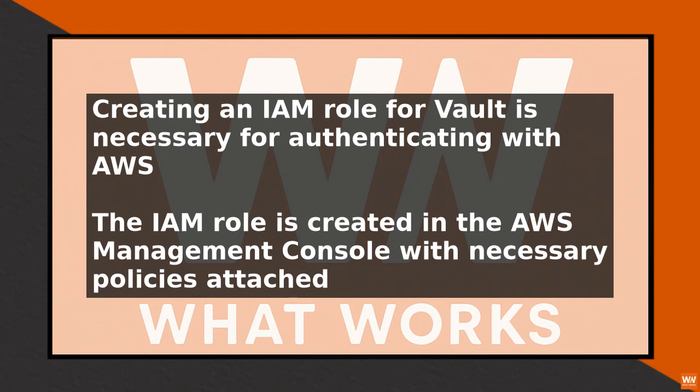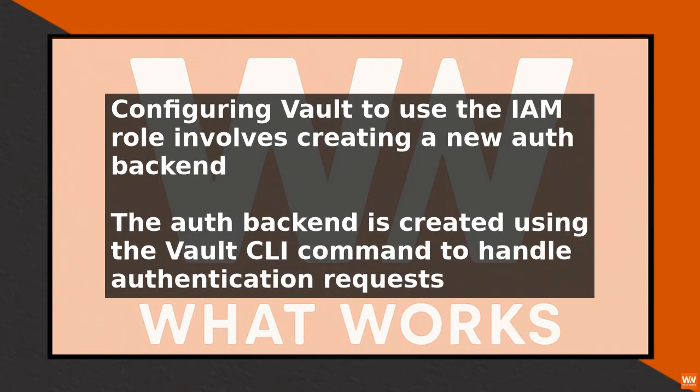After configuring the Auth backend, you need to configure the AWS Auth method. This involves specifying the IAM role that Vault will use to authenticate with AWS. You can do this by using the Vault CLI command vault write auth/aws/config/client. This command will configure the AWS Auth method and specify the IAM role that Vault will use.